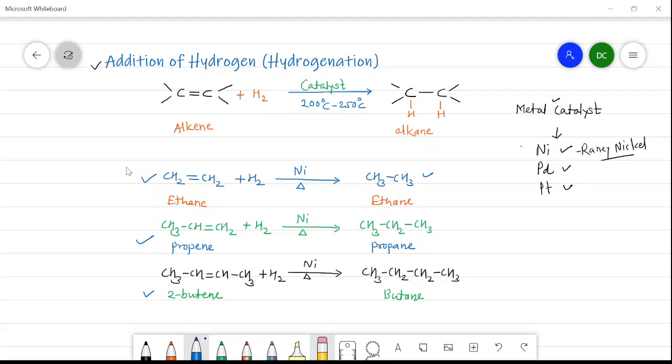The alkene is dissolved in a suitable solvent, suppose ethyl alcohol. To that, a metal catalyst is added, suppose nickel, palladium or platinum. Then this flask is connected to a tank which contains hydrogen at 1 to 4 atmospheric pressure. So the tank contains hydrogen, and the flask contains the metal catalyst and the alkene dissolved in the suitable solvent.